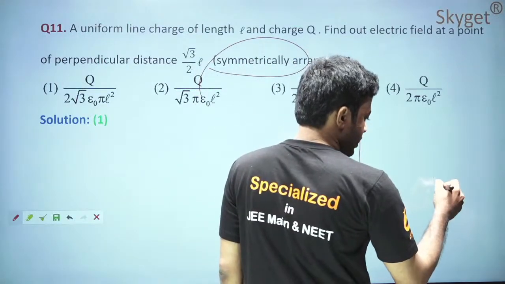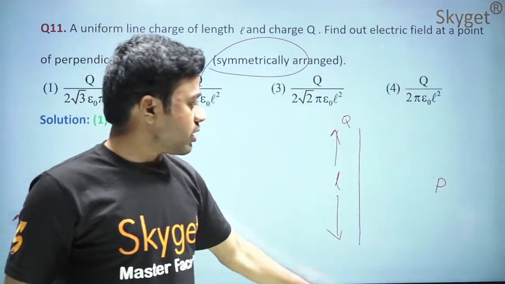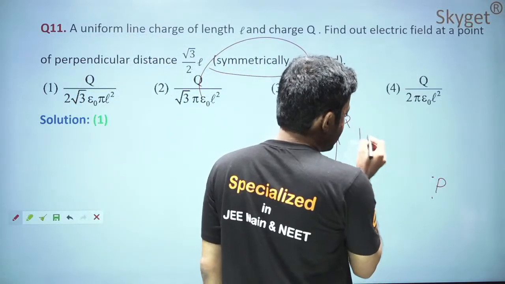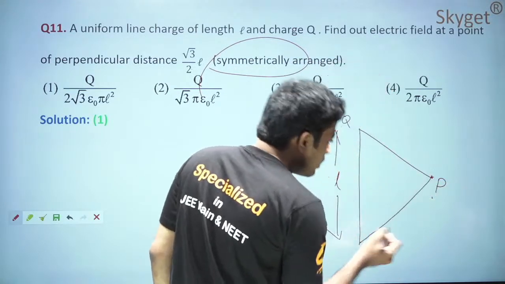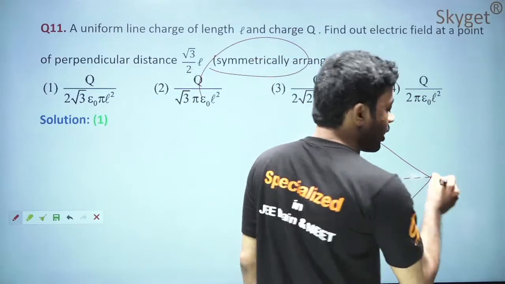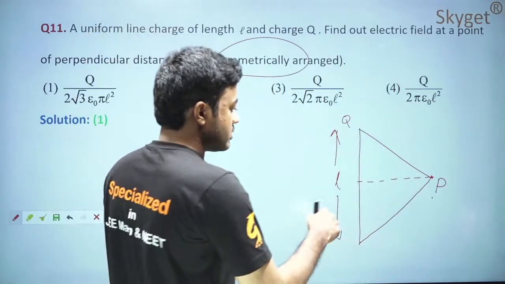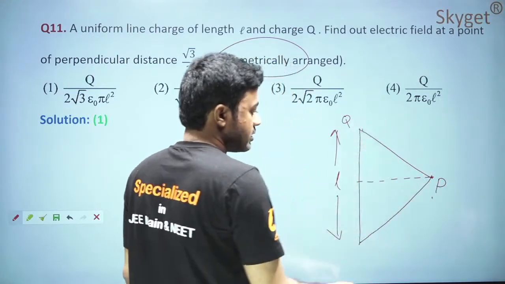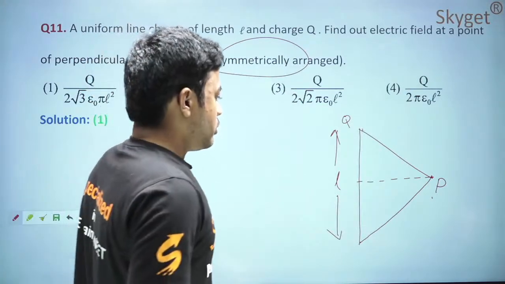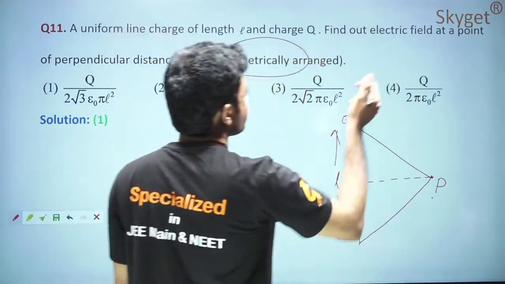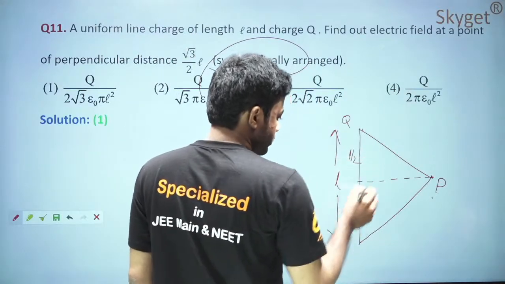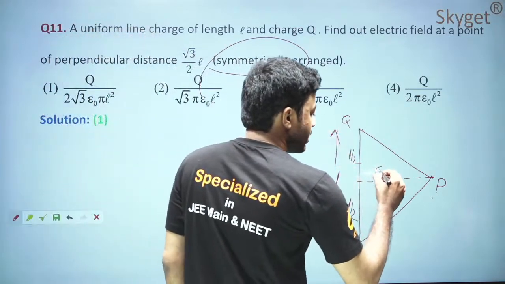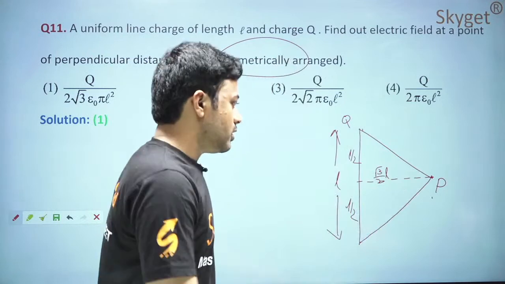So now let us take a point P, where you have to find the field intensity because of this line charge, and as he said this is symmetrical, so this point makes equal angles with the two ends of the line, and this point lies on the perpendicular bisector. So this point exactly divides this line into half. Here the perpendicular bisector divides this line charge of length L into exactly half to half parts. So this length would be L by 2 and this length would be L by 2, and he has given the perpendicular distance to be root 3 by 2 L. So this is angle theta.